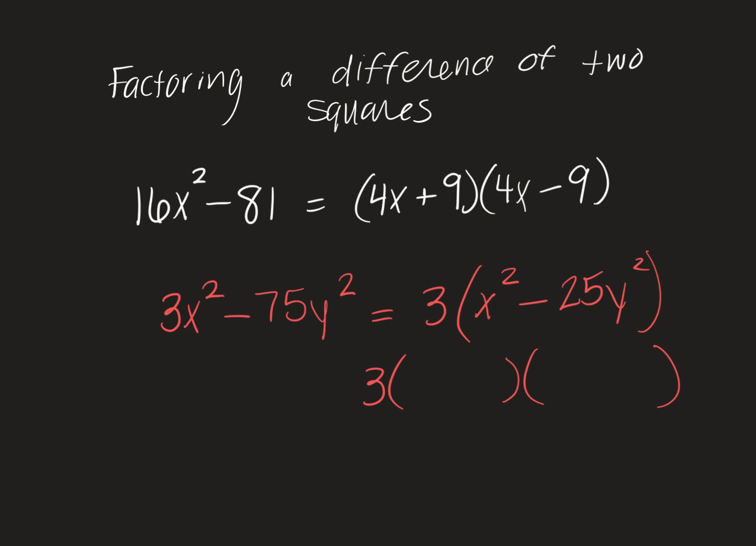So what else can we do? We can do our difference of squares now. So we're just trying to break it down as much as we can. Exactly. So now the difference of squares. The square root of x squared is just x. Square root of 25y squared would be 5y. And then one's a plus and one's a minus.